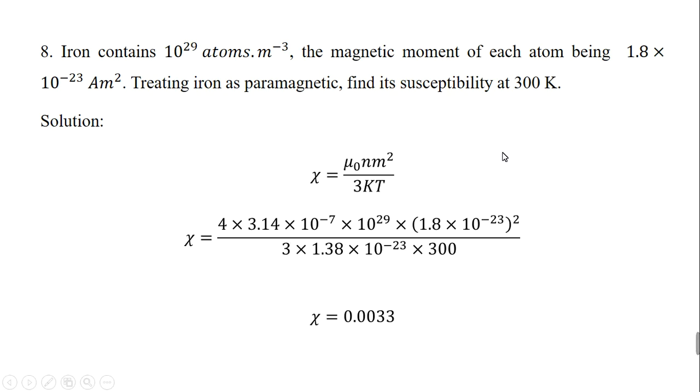For what temperature is it to be determined? For temperature 300 Kelvin. So write down the 300 here and do the calculation. After doing the calculation, we will get this value as 0.0033 susceptibility, and there is no unit for this one. So this is all about the problems on module 3.